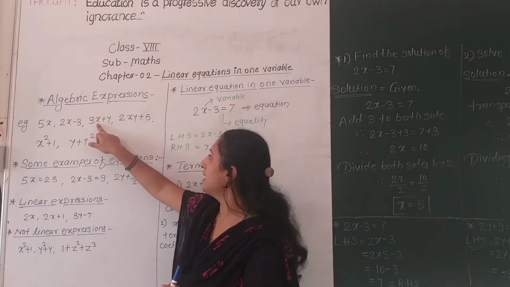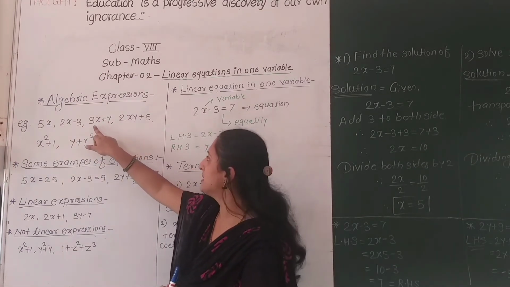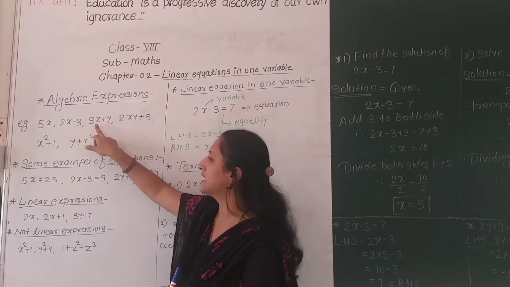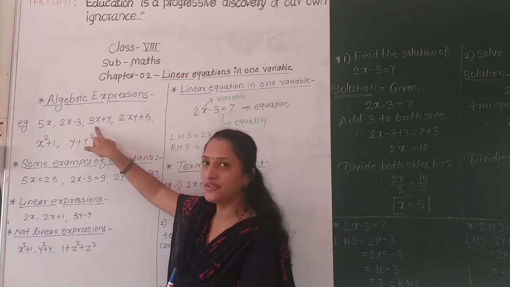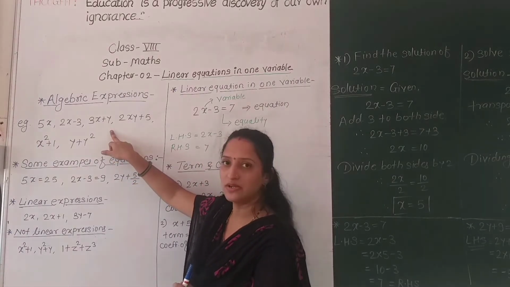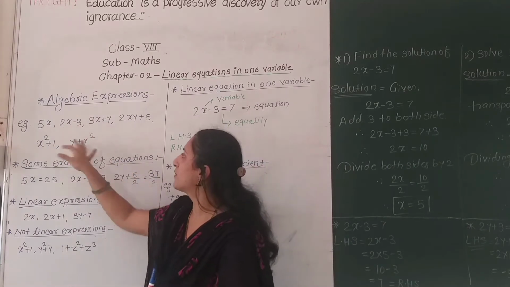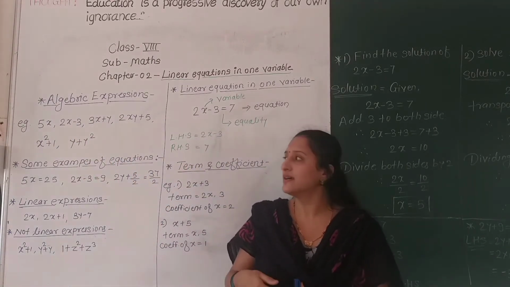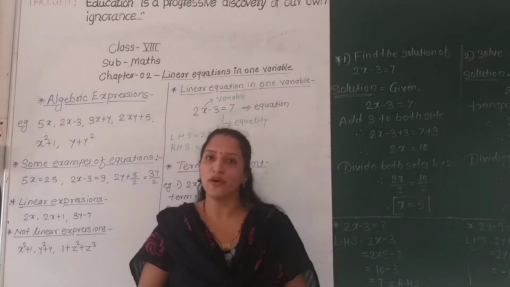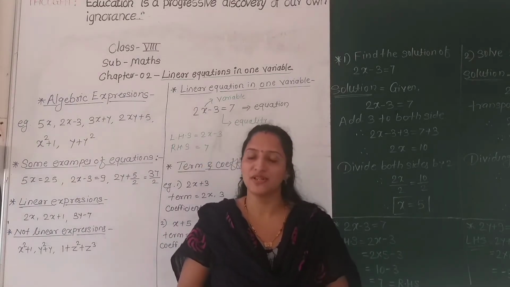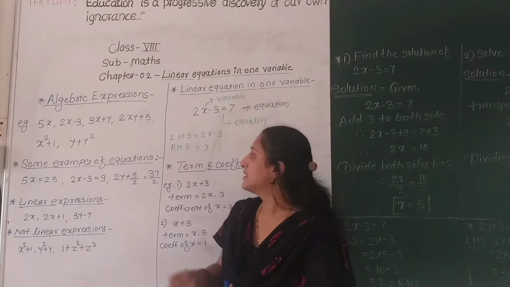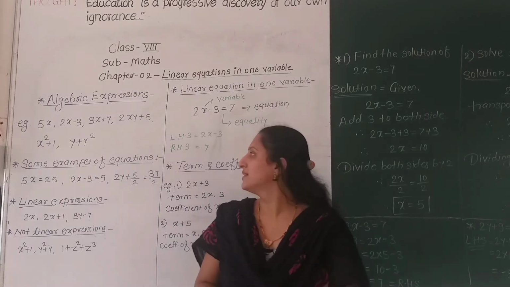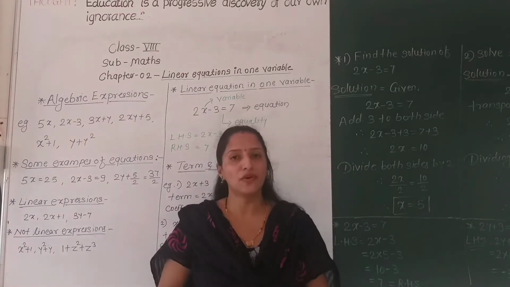Look at 3x plus y. This algebraic expression also contains two terms, 3x and y. So these are called the terms of an algebraic expression. Now these terms are made up of coefficients and variables. So before discussing algebraic expressions and equations, let us recall variables and coefficients.